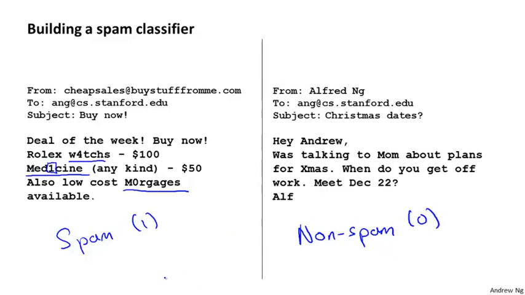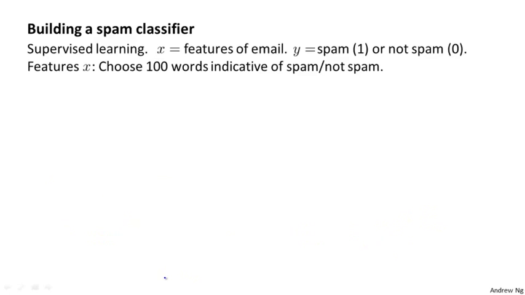How do we build a classifier using supervised learning to distinguish between spam and non-spam? In order to apply supervised learning, the first decision we must make is how do we want to represent x, that is the features of the email. Given the features x and the labels y in our training set, we can then train a classifier, for example, using logistic regression.